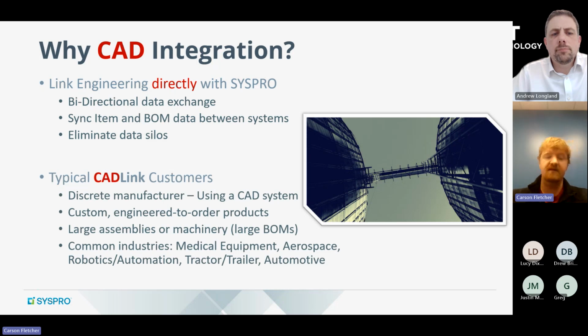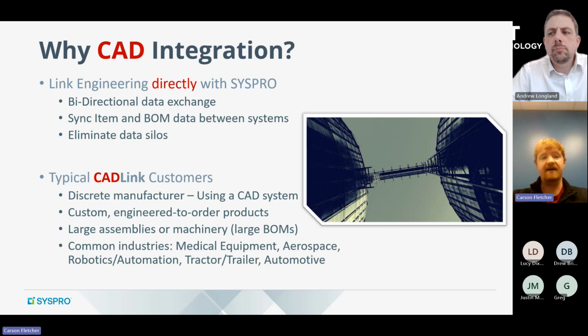So a typical CADLink customer is going to be someone obviously in discrete manufacturing who's using a CAD system. They might be doing some custom or engineer to order products, or they might just have really large assemblies, making big machinery, large bills of materials. And even if they do a change, maybe not that often, every time they do a change, they use CADLink to make that change, because of that comparison that CADLink's going to do, is going to make sure that we're only making the changes that we need to, and that we're fully synchronizing that BOM.